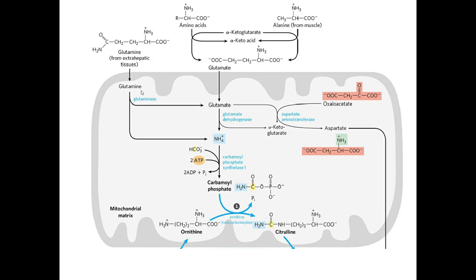Now, with the glutaminase enzyme, glutamine can get degraded into glutamate and ammonia. So this is one of the sources of ammonia. The ammonia is coming from the glutamine.